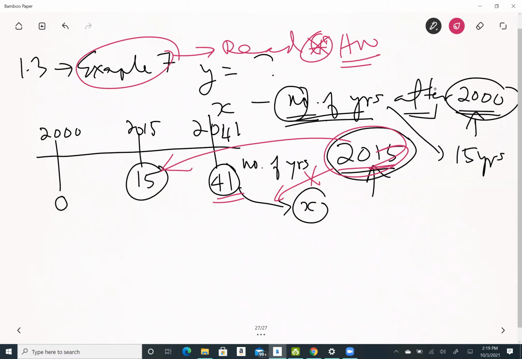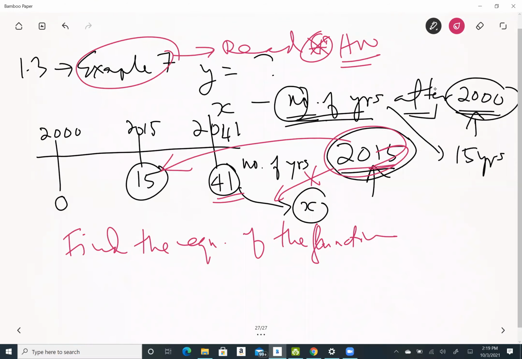Now, what I would like to do is, we're going to finish up the part on 1.3. We're going to now find the equation. So now we are going to find the function, or the equation of the function. Or in short, we just find the linear equation, the linear function or linear equation, given some information.